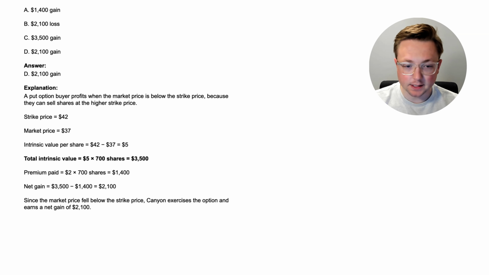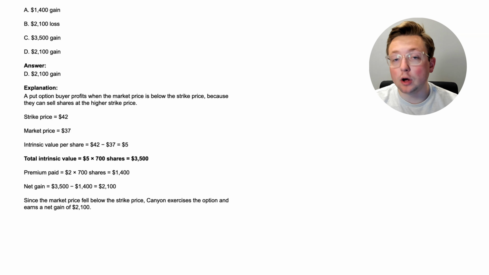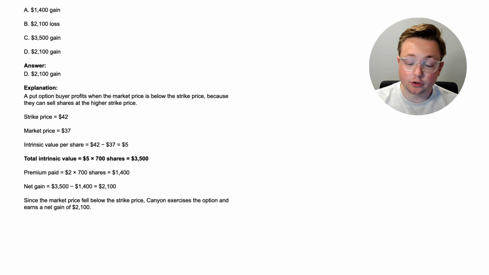So let's go through this again. This is for a put option. A put option buyer profits when the market price is below the strike price because they can sell shares at the higher strike price. So the strike price was $42. The market price at the end was $37. So the intrinsic value per share is $5. So the total intrinsic value is $5 multiplied by 700 shares. That's $3,500. They did have to pay a premium of $2 per share, so they actually get $1,400 of that taken out. So the net gain is actually $2,100.